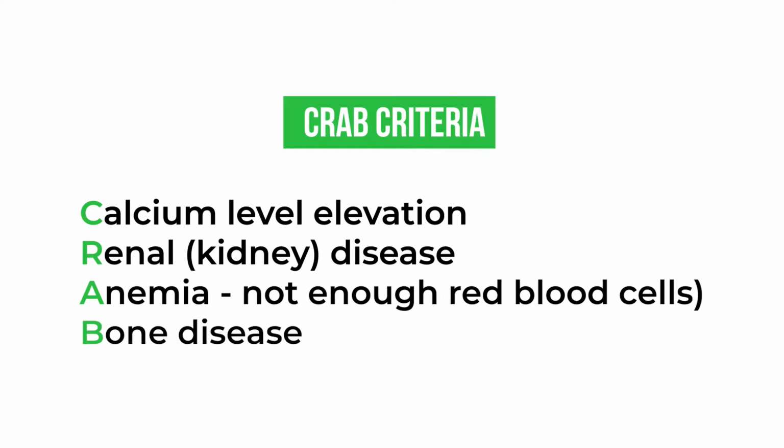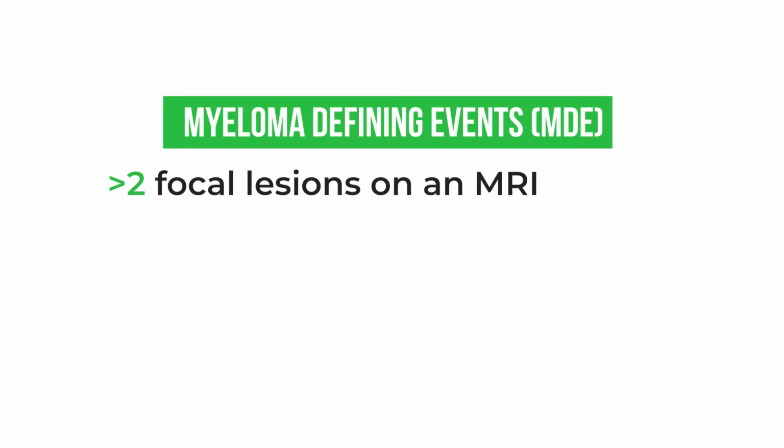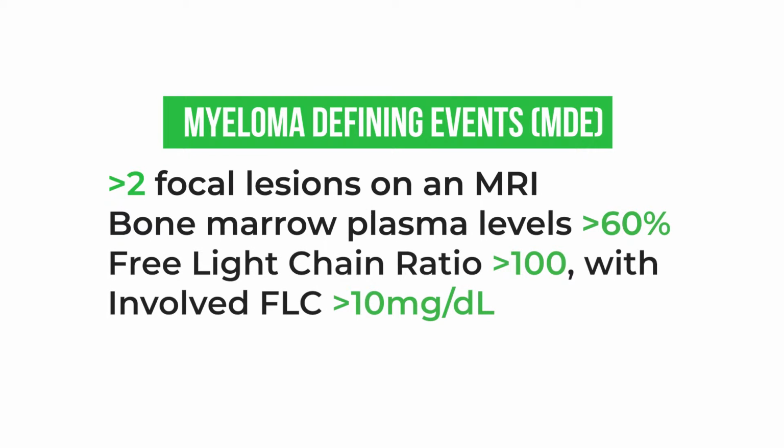But practically speaking, the level of that M spike protein is not, in and of itself, sufficient to identify individuals that require treatment. The myeloma defining events, as they have been relatively recently updated, include presence of what we call CRAB criteria: hypercalcemia, renal disease, anemia, bone disease, or several myeloma defining events, including focal abnormalities on an MRI, a bone marrow plasma cell percentage above 60%, and a free light chain ratio over 100, with the involved light chain being 10 milligrams per deciliter or greater.